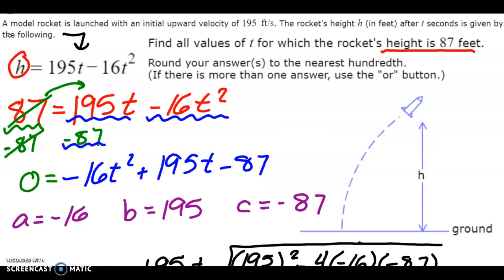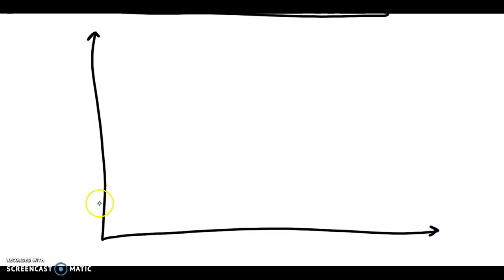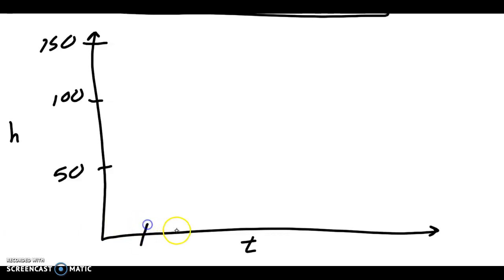So they're asking for, at what situations is our rocket going to be 87 feet in the air? Well, let's think about this for a second. If we're talking about a rocket, okay, let's say that's like 50 feet in the air, that's 100, that's like 150. Now I don't know how high up this rocket went, but this is going to be the height and this is going to be the time down here. Okay, so your answers, let's just say 2, 4, 6, 8, 10, 12, 14. So that's 2, that's going to be 12.